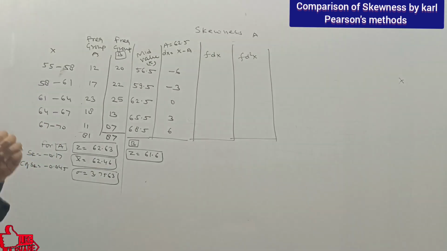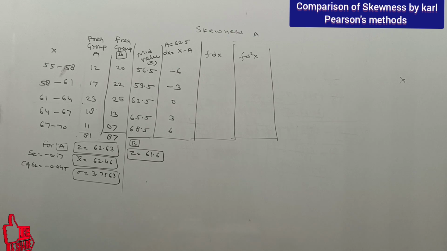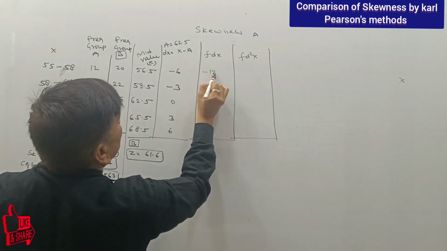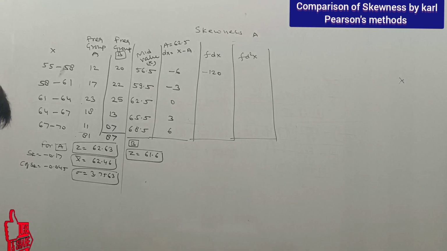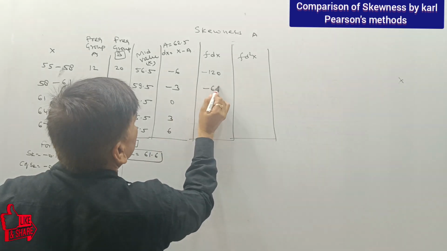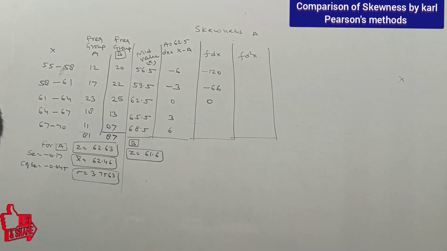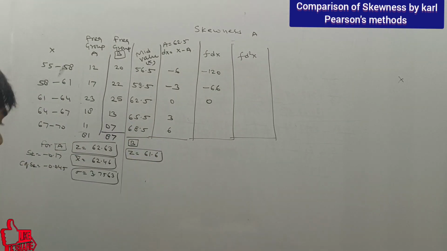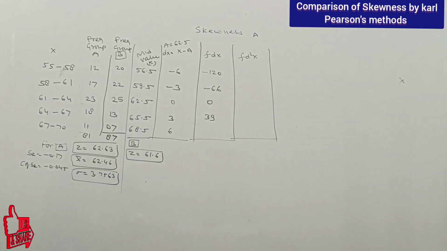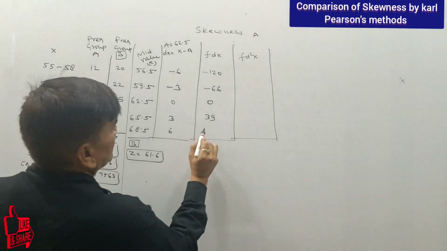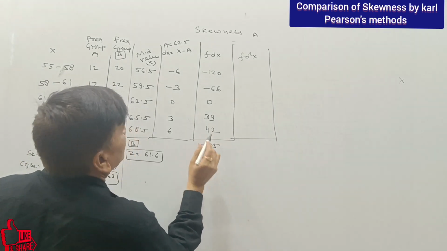Okay. Now 20 multiplied by 6 is minus 120. 22 multiplied by 3 is minus 66. 13 multiplied by 3 is plus 39. 7 multiplied by 6 is plus 42. So the result is minus 105.